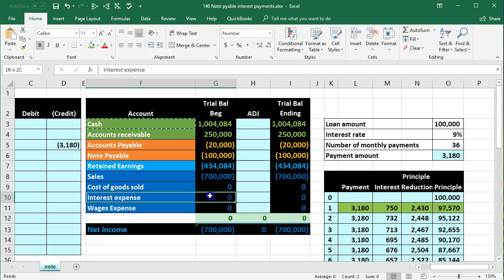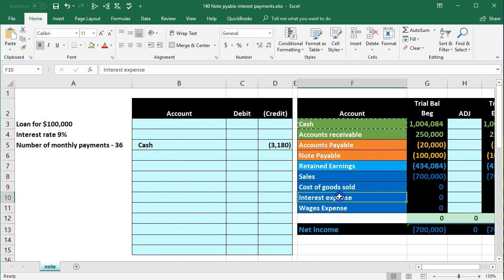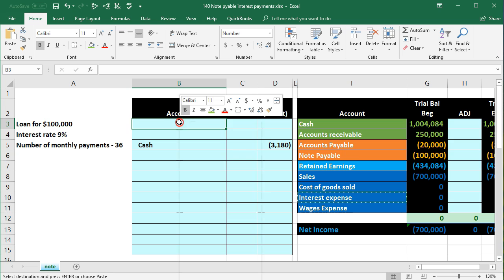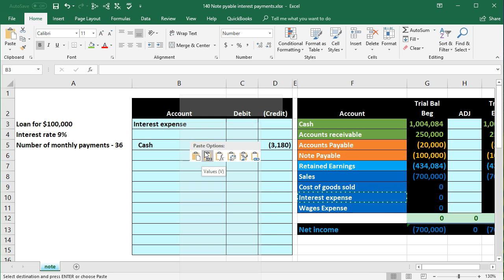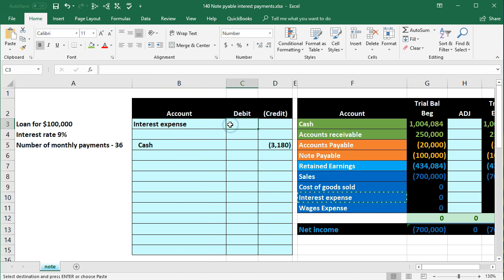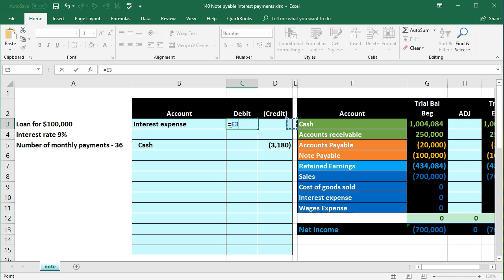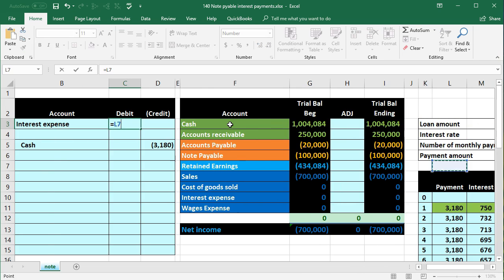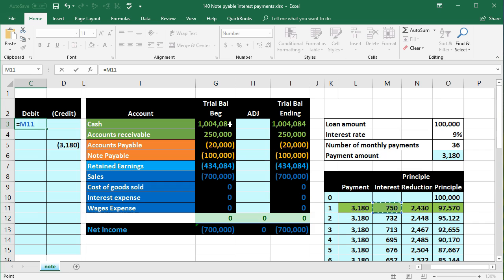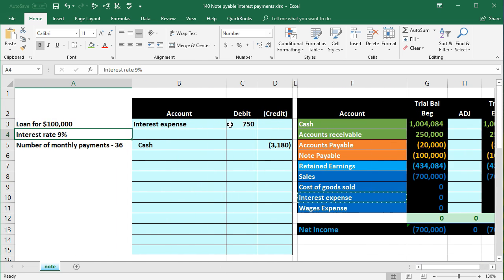So we have interest expense. It's going to go up, as all expenses do, by the interest portion. So it's a debit balance account. We'll do the same thing to it, another debit. So I'll copy interest expense. We'll put that up top in B3, right click and paste 1, 2, 3. And then I'm going to say this equals, and I'm just going to pick up the amount of interest per our amortization table, $750.